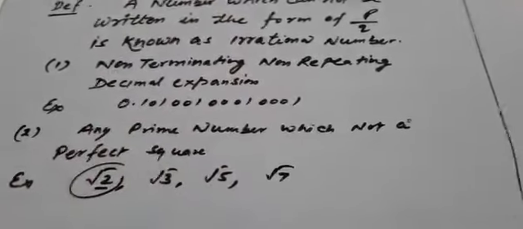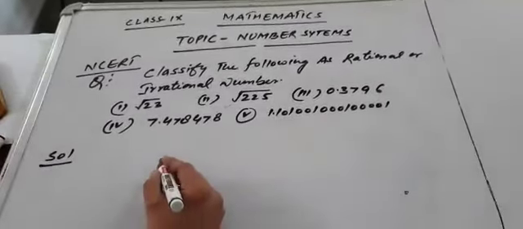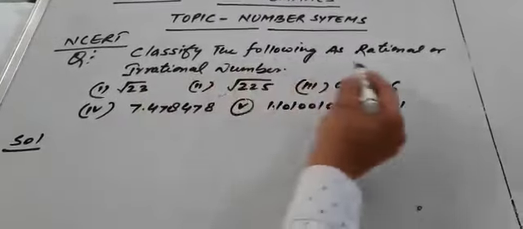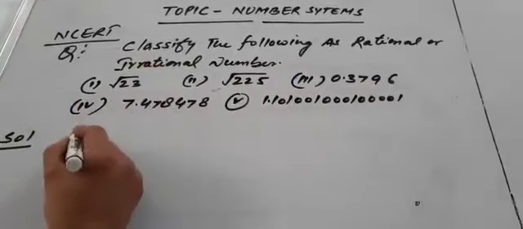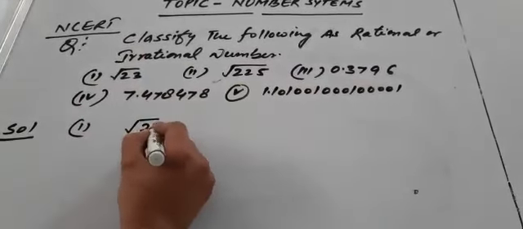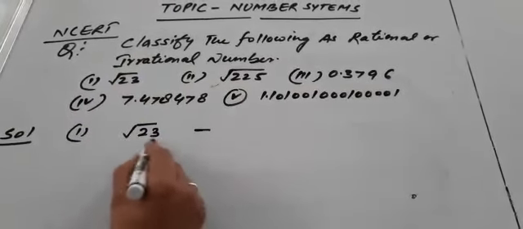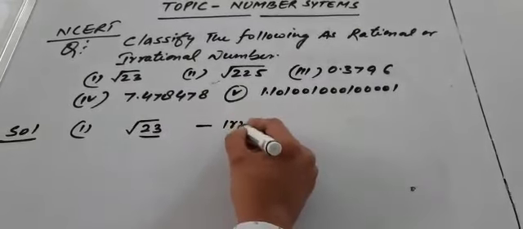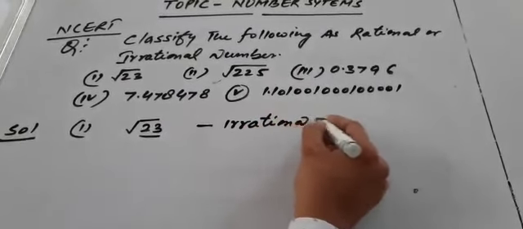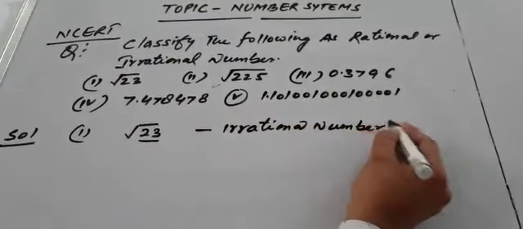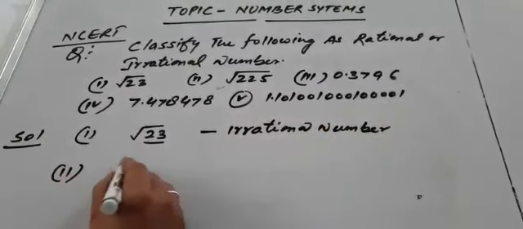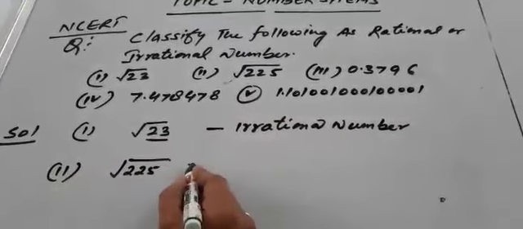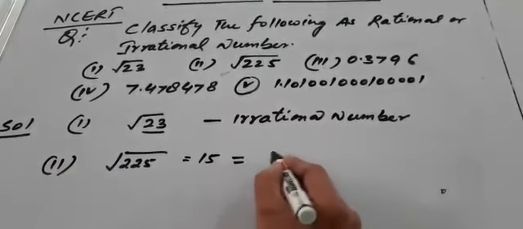Now we will solve some NCERT questions based on the above concept. Classify the following as rational or irrational numbers. First question is root 23. By the definition of an irrational number, this is a prime number and is not a perfect square. It means it will be an irrational number. Next question, you have root 225. This is a perfect square and its value is 15, and 15 is a rational number.